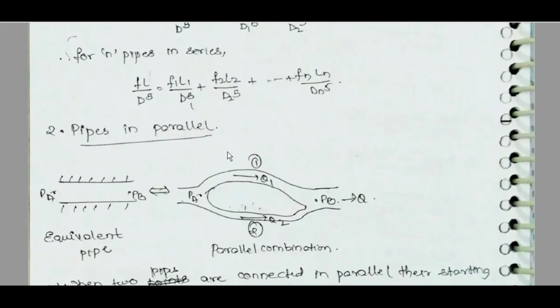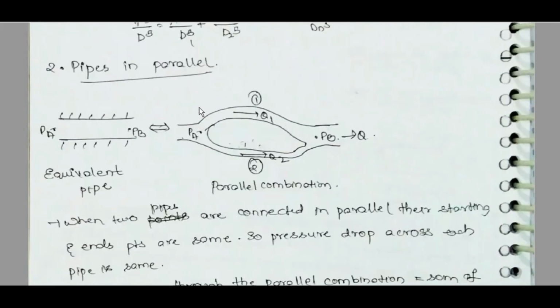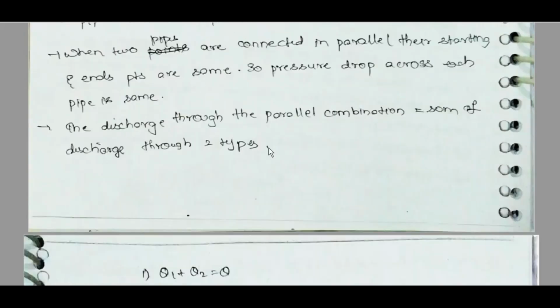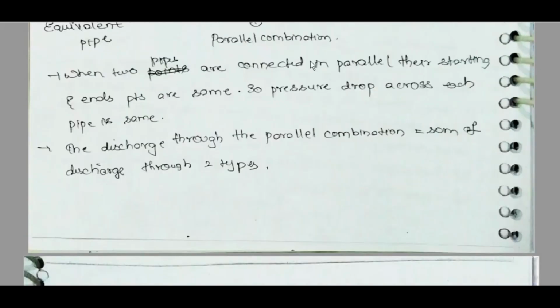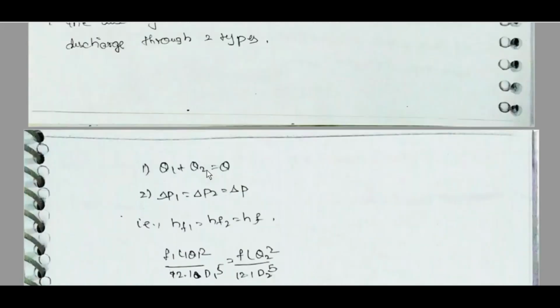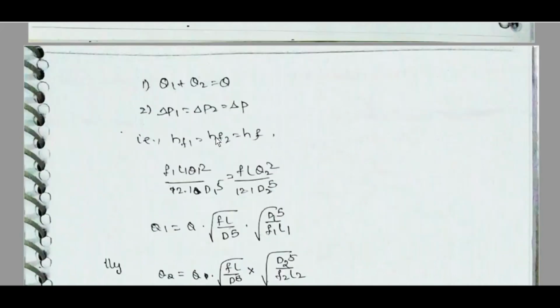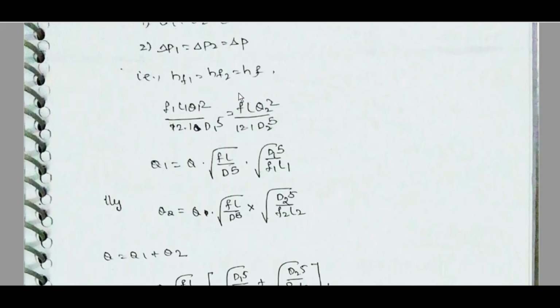Pipes in parallel combination. PA PB, equivalent pipe, PA Q1 Q2 PB. When two pipes are connected in parallel, their starting and end points are same, so pressure drop across each pipe is same. The discharge through parallel combination is equal to sum of discharge through two pipes. Q1 plus Q2 is equal to Q. Delta P1 is equal to delta P2 is equal to delta P. HF1 is equal to HF2 is equal to HF. f1 L1 Q1 square by 12.1 d1 power 5 is equal to f2 L2 Q2 square by 12.1 d2 power 5.